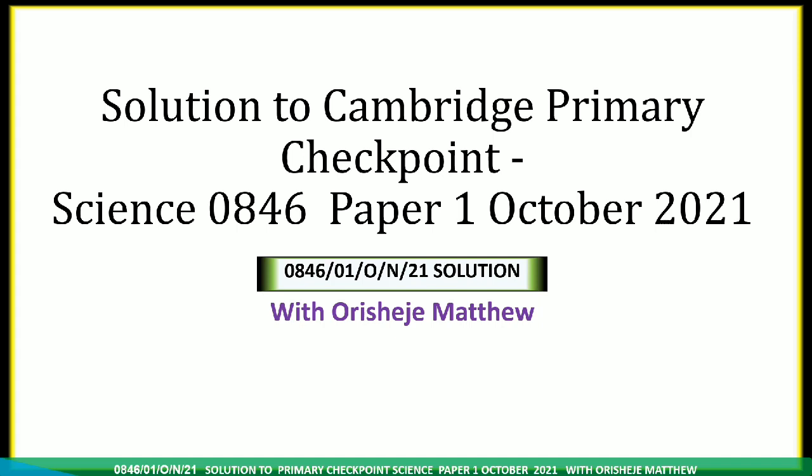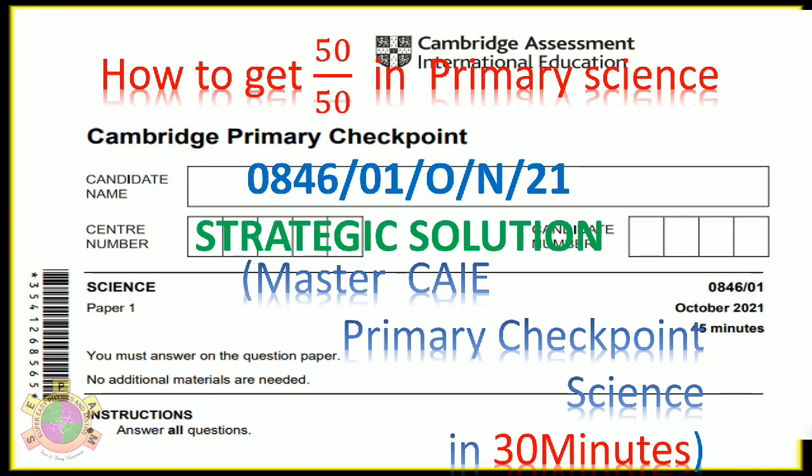Today we are going to look at the solution to Cambridge Primary Checkpoint Science, Paper 1, October 2021. To take you through this solution is Orisheje Matthew. I'm your guide as we study this past question. The paper code is 0846/01/O/N/21. That will take you to the paper. Alright, so let's step into the paper. Every Cambridge paper takes 45 minutes to complete.